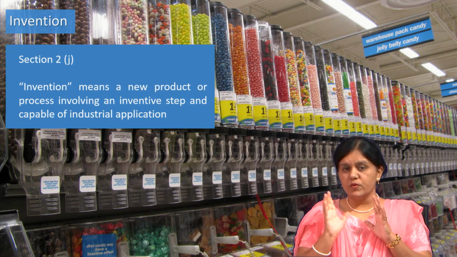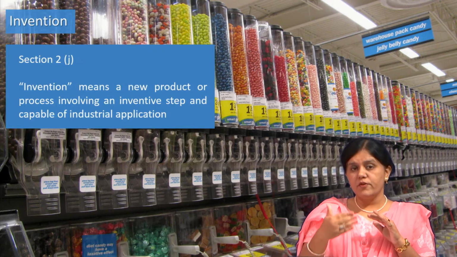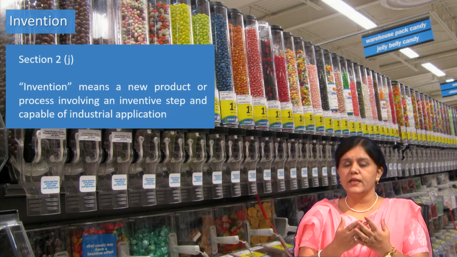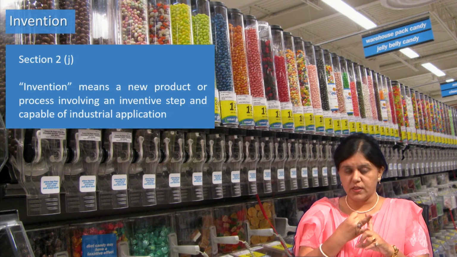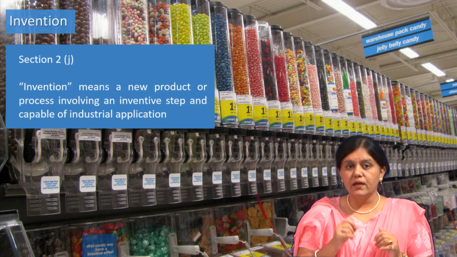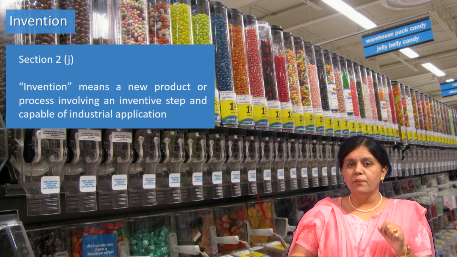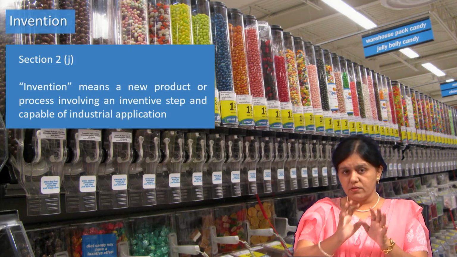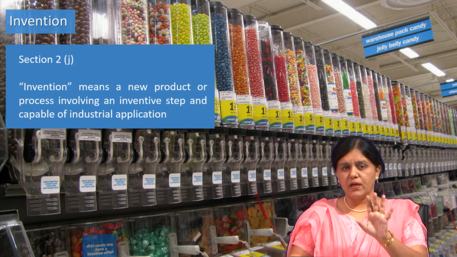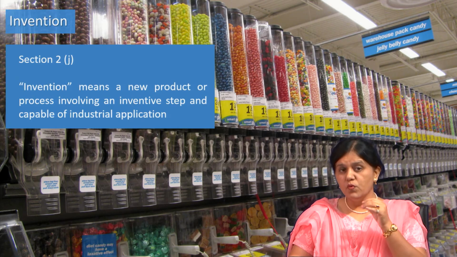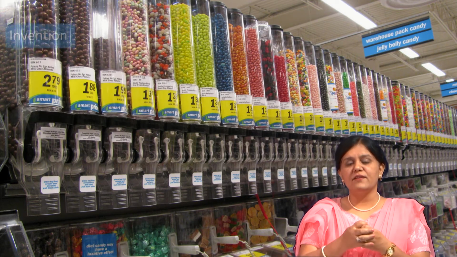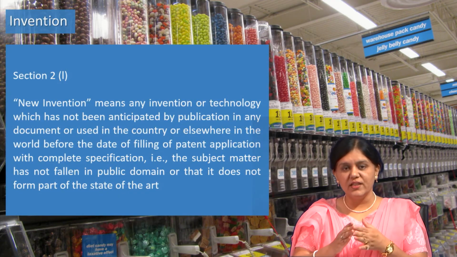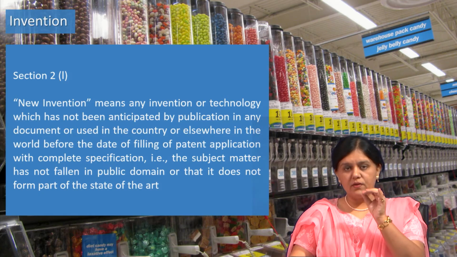It is a product or process, meaning if you want to do patent protection for your invention, you have to qualify this particular definition. The definition says a new product or process involving an inventive step and capable of industrial application. So the important thing is that an inventive step should be there and industrial application should be there. Now we understood this definition as per Section 2. Moving further, the Indian Patents Act further talks about a new invention. New invention means any invention or technology which has not been, just see the definition carefully.